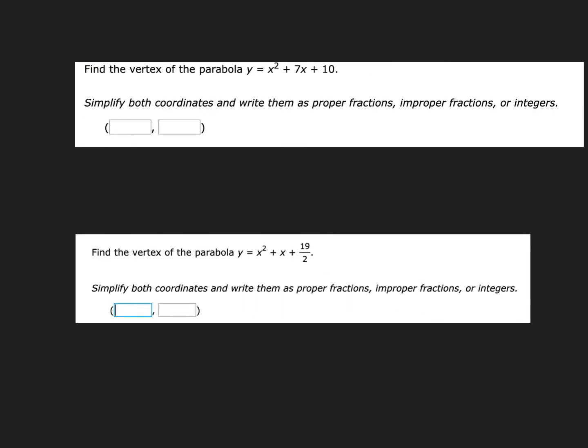And then we move to finding the vertex, which is very much like finding the axis of symmetry, because we need to find the axis of symmetry and then plug it in, right? We find x, then plug it in to find y. We've talked about that. So I'm going to start off by saying what's a, what's b.